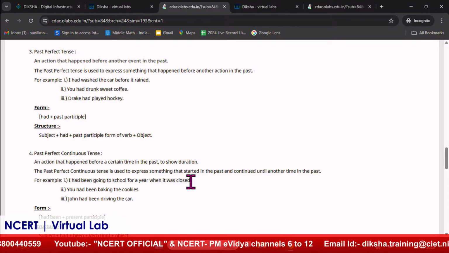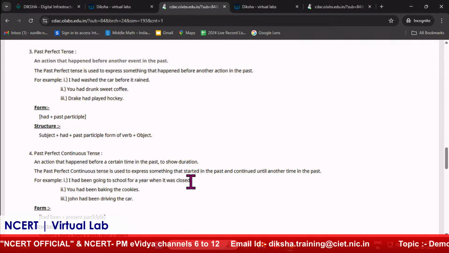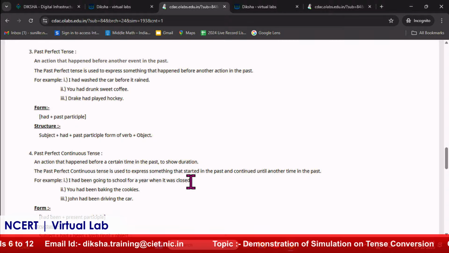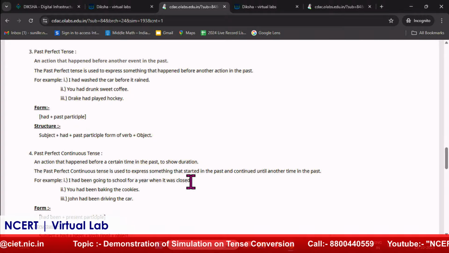Then you have past perfect continuous tense, an action that happened before a certain time in the past to show duration. So past continuous is, we said, something that denotes a particular moment in time in the past, and this one is something that happened before a certain event and was happening to show the duration, that this was happening for a whole year. I was studying for a year before I took the exam. Okay. So let us look at the examples.